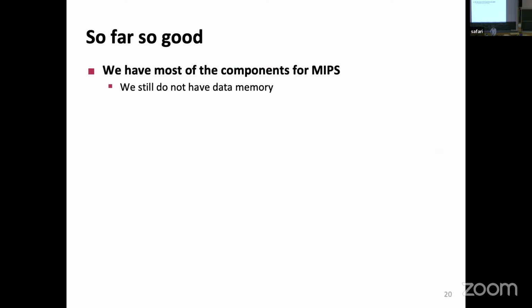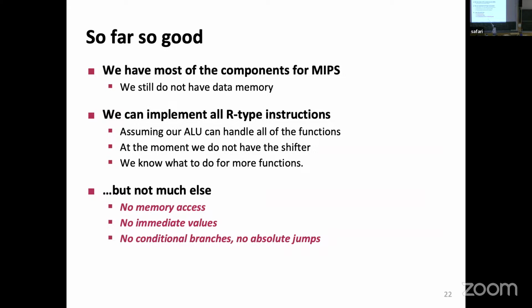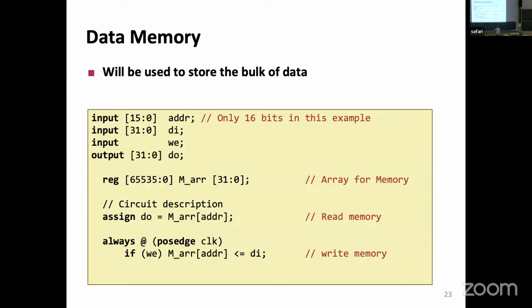Okay. So we have most of the components for the MIPS. We did not have data memory yet. We can implement all R-type instructions, but not much else. No memory access, no immediate values, no conditional branches, no absolute jumps. Well, that's not true. We saw what the data memory will look like.